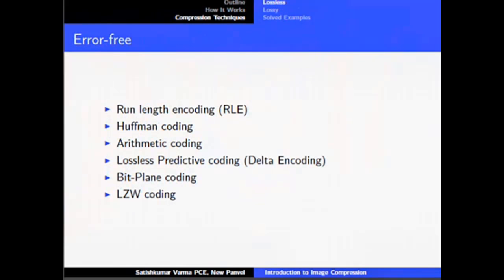As we know, there are 2 main categories of compression techniques. The first category is lossless compression technique. Now, let us list down few well-known lossless compression techniques. Among these techniques, we will discuss one solved example on run length encoding.